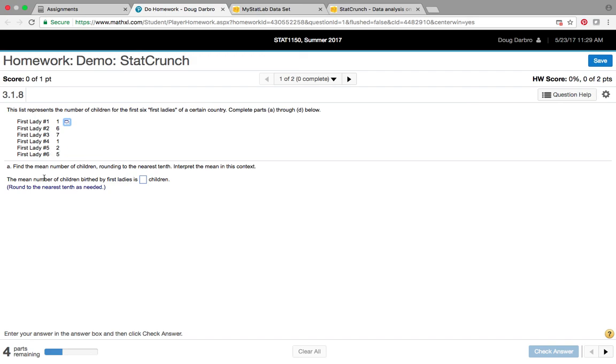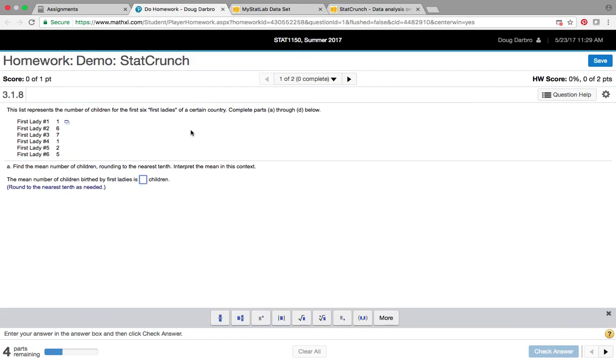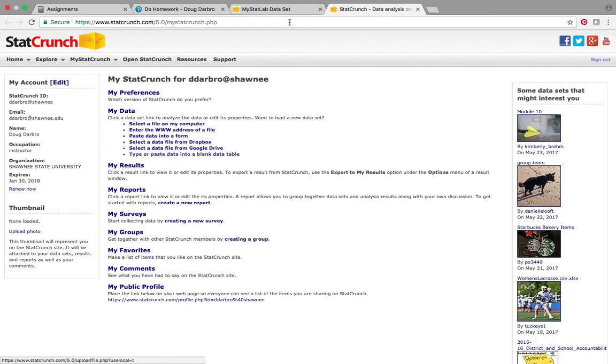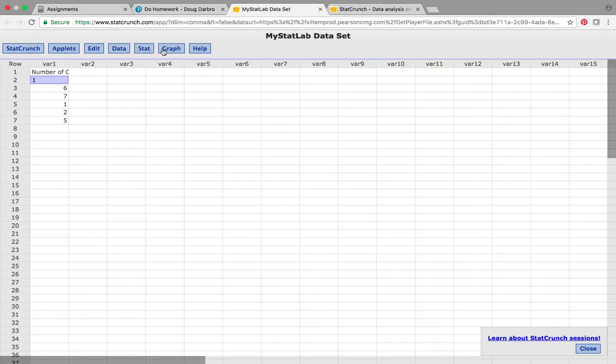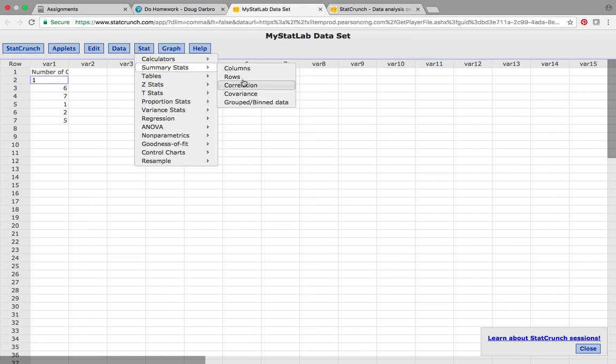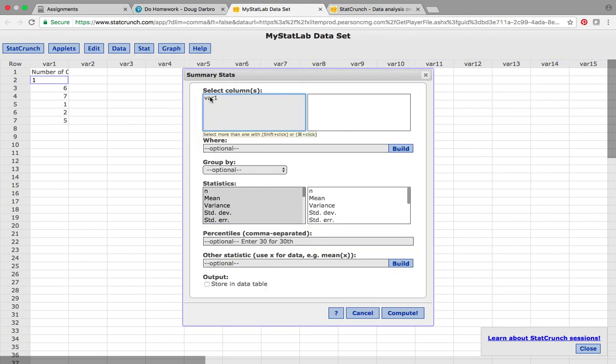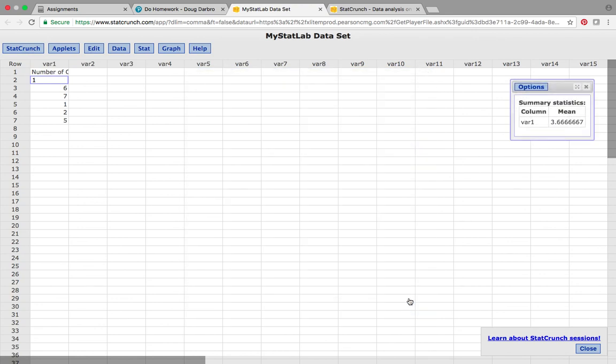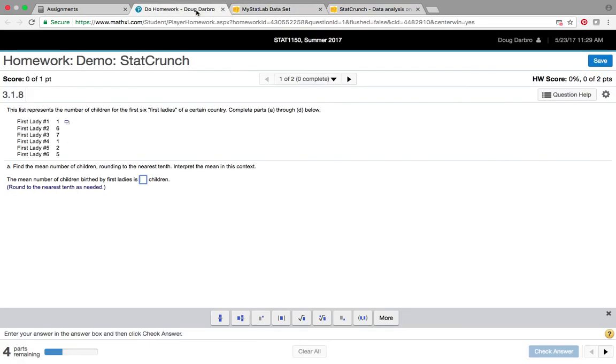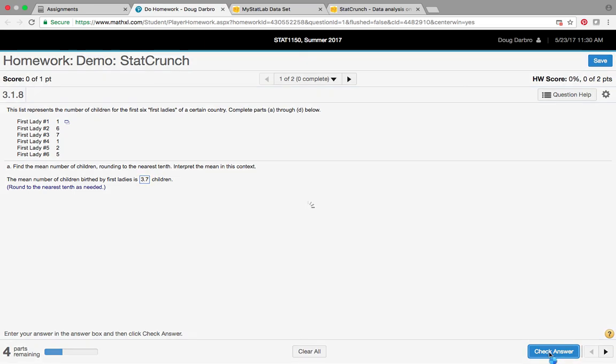Now, the mean number is what? Well, let's find it. So the mean number is 3.66666. Let's see how we're supposed to enter this. This is rounded to the nearest tenth, so we would have 3.7. Check our answer. Cool.